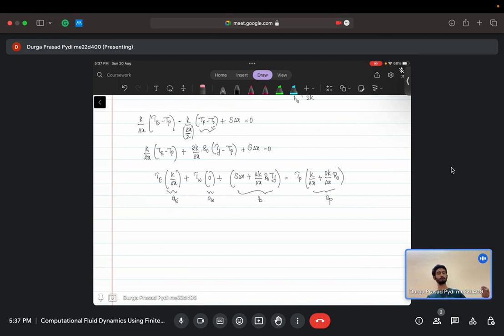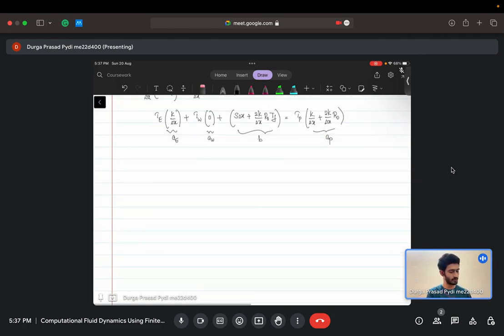So now if you try to do the same on the right boundary, it is fairly straightforward to implement. Instead of the east, the coefficient of the east term will essentially be 0 because it is on the right boundary, and the west face will be similar to what I have done for the east face, so it will be k over delta x.